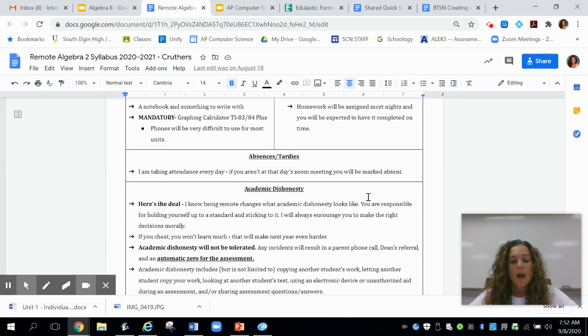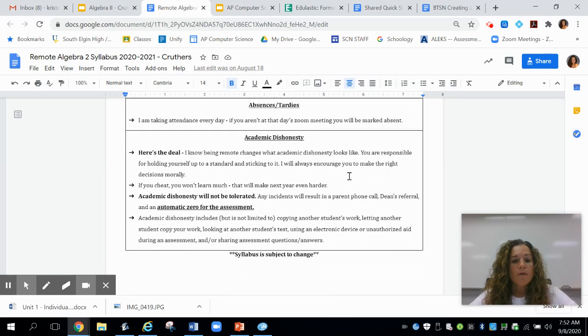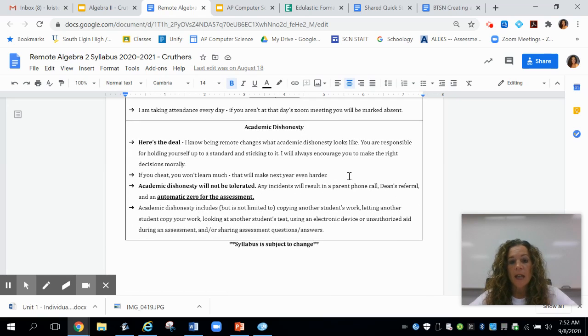If they don't attend our Google Meet or our Zoom, then they will be marked absent. There's some information here about academic dishonesty. Again, so far they have been great with everything, but if we do see them cheating, then we would let them know, we would let you know, we would let the deans know, and they would get a 0 for the assignment.